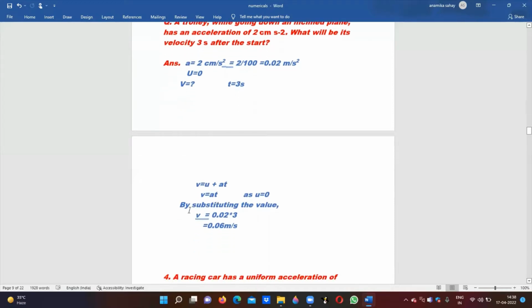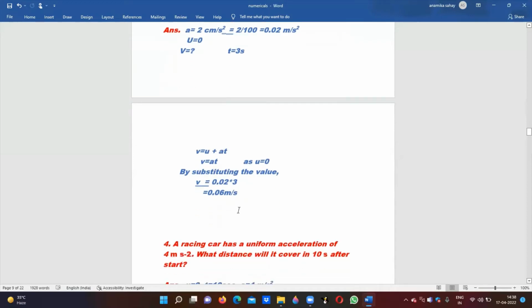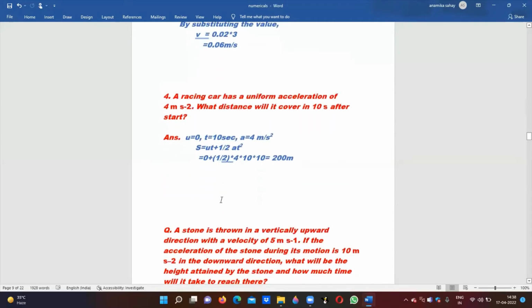We know the formula: v is equal to u plus at. u is equal to 0, so v is equal to at. Now by substituting the value, v will become 0.06 meter per second.